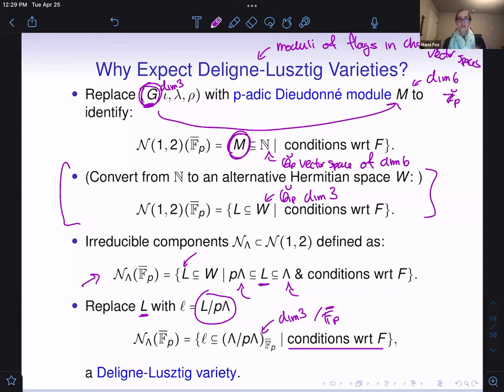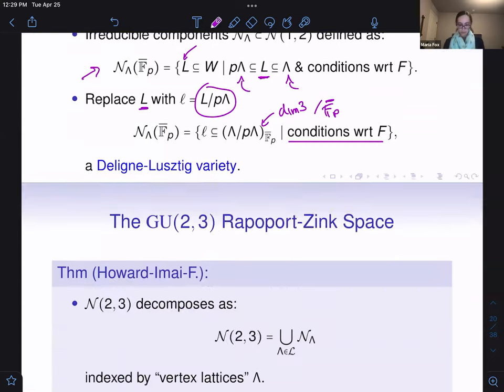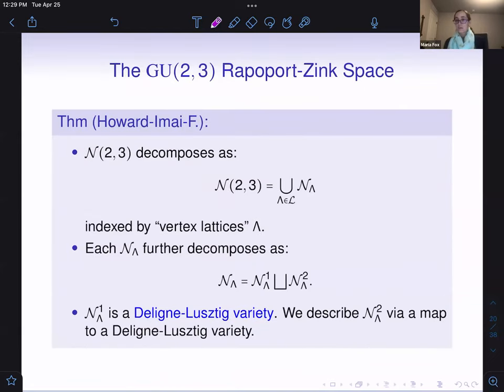And it sort of makes sense. We're using this sandwiching between a lattice and p times the lattice to go from p-adic to characteristic p. And a similar approach works for signature 2-2, though I should emphasize this middle step is very different for the Howard-Pappas result. But as I pointed out, something goes wrong in signature 2-3. So that's what I'd like to discuss next.